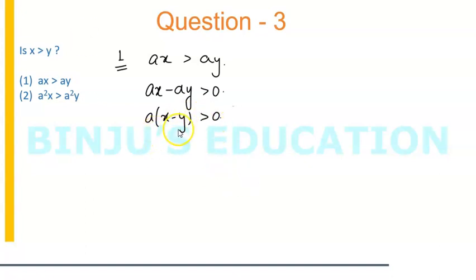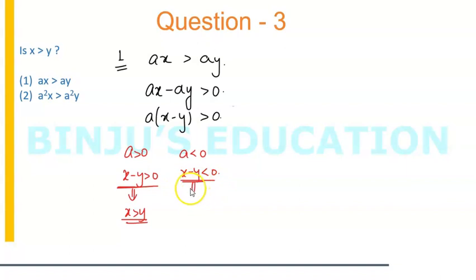It's like product of two things which is greater than 0. So first conclusion is both positive, and second conclusion is both negative. So if X minus Y is greater than 0, this will give me the conclusion that X is greater than Y. But if X minus Y is less than 0, this will give me the conclusion that X is less than Y. Now it's not given to me in the question whether A is positive or negative. So we'll have to take both the cases into consideration, right?